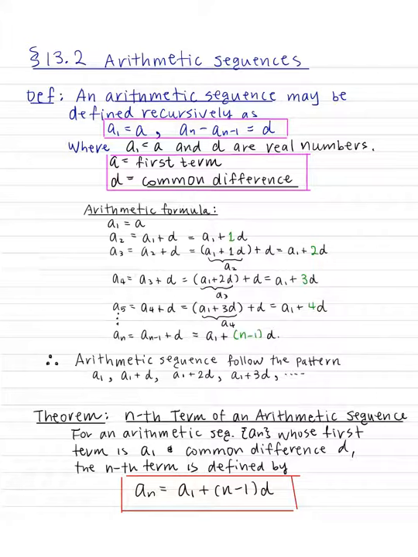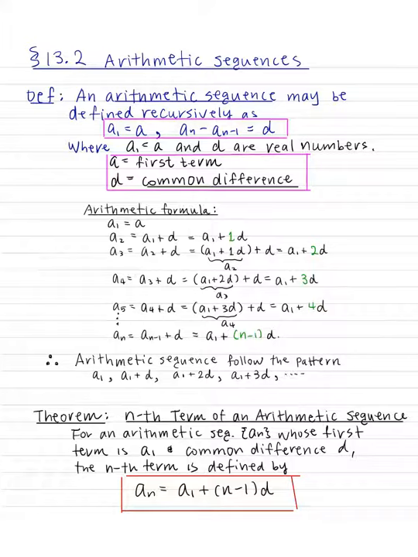Alright, so let's go with the definition. An arithmetic sequence may be defined recursively as a sub 1 is a, meaning the first term is a, and a sub n minus a sub n minus 1 equals d. Now a is the first term and d is called a common difference. Now let's derive the arithmetic formula.